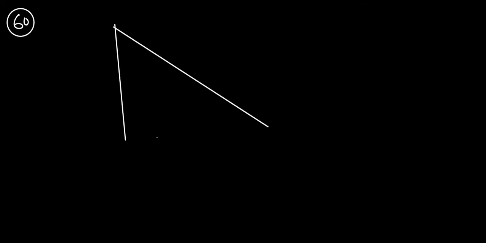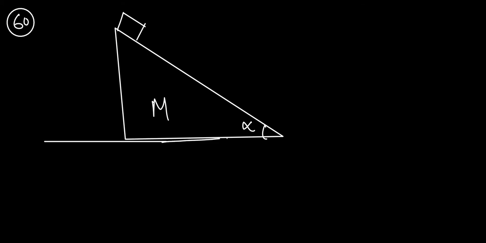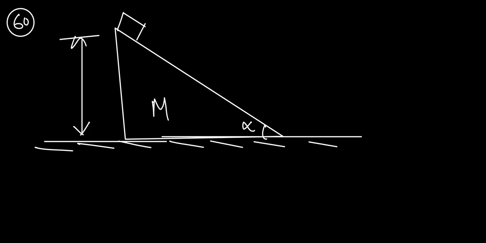Hello everyone, so this is problem number 60 from the chapter Center of Mass from the book by Verma. Here it is given that a small block is kept on a triangular wedge of capital mass M having an incline alpha with respect to the horizontal. It is kept on a frictionless surface. This height is h. This mass is small m. Here it is asking to find the velocity of the triangular block when the smaller block reaches the bottom end.